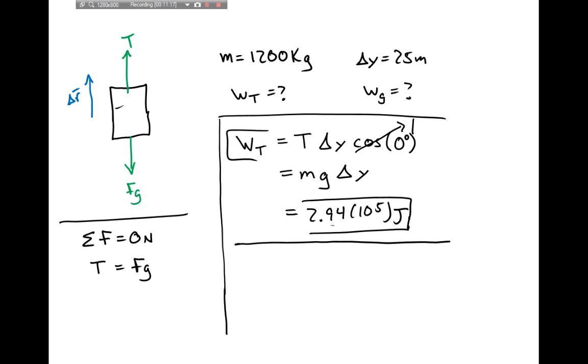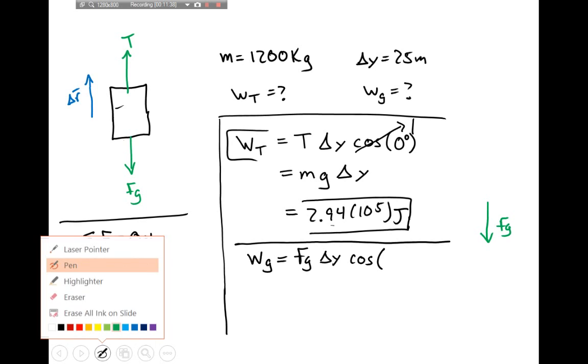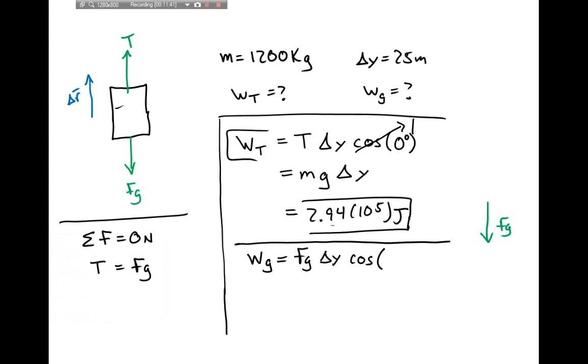Now let's calculate the work that's done by gravity. So this is the force due to gravity times the displacement times cosine of the angle between these two vectors. The force due to gravity points down and the displacement points up. So let me draw these two things. We've got the force due to gravity, that's down, and we've got the displacement, and that's going upwards. If I rotated one by 180 degrees, they would point in the same direction, so the angle between these two things is 180 degrees.